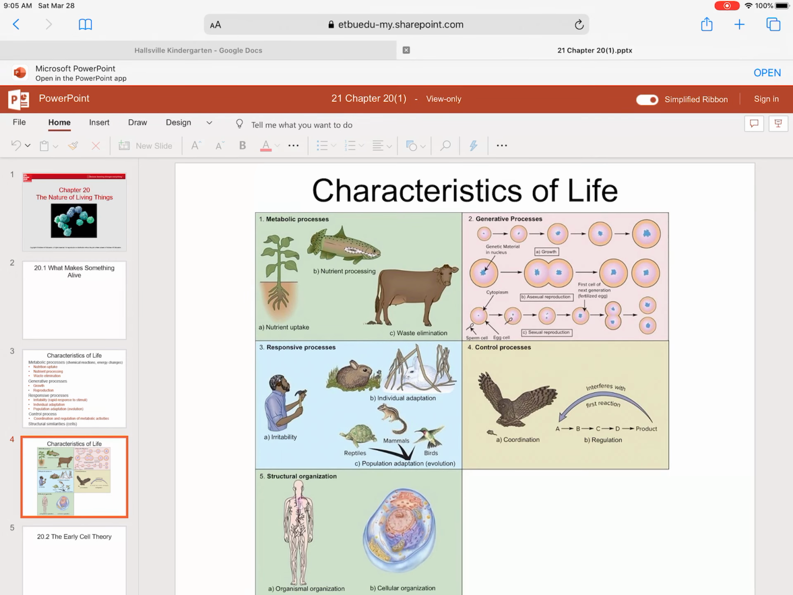So here are 5 images if you are a visual learner of metabolic processes, generative processes, responsive processes, control, and structural organization. So you see in the upper right-hand corner, meiosis, mitosis. In the left-hand corner, you see adaptation with bunnies, population, evolution. The guy's fixing to pop his hand with a hammer. Control processes, coordination, so being able to see a mouse and go down and grab it.